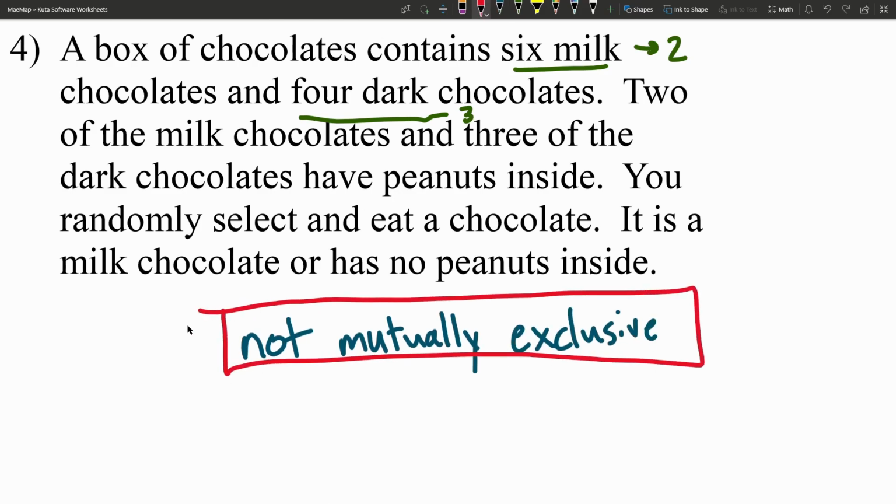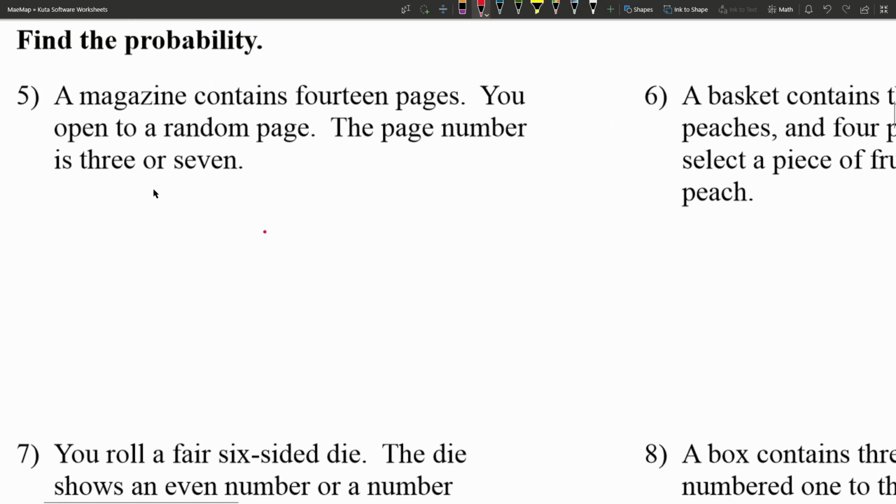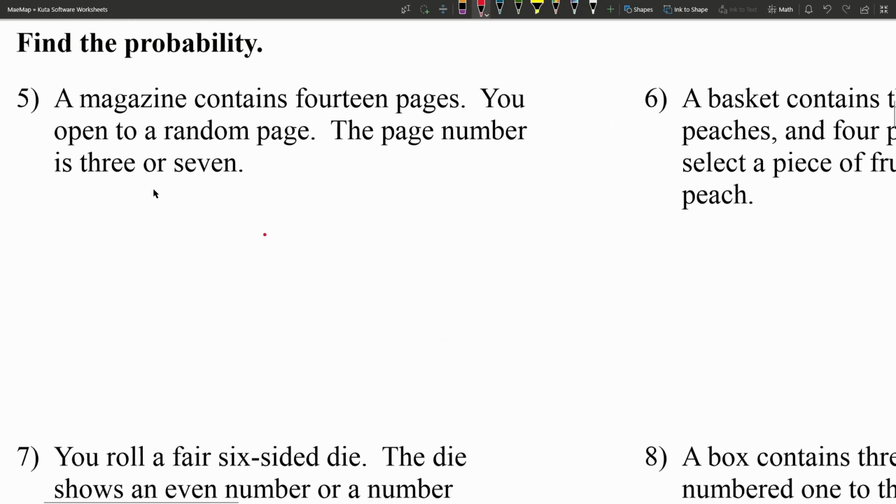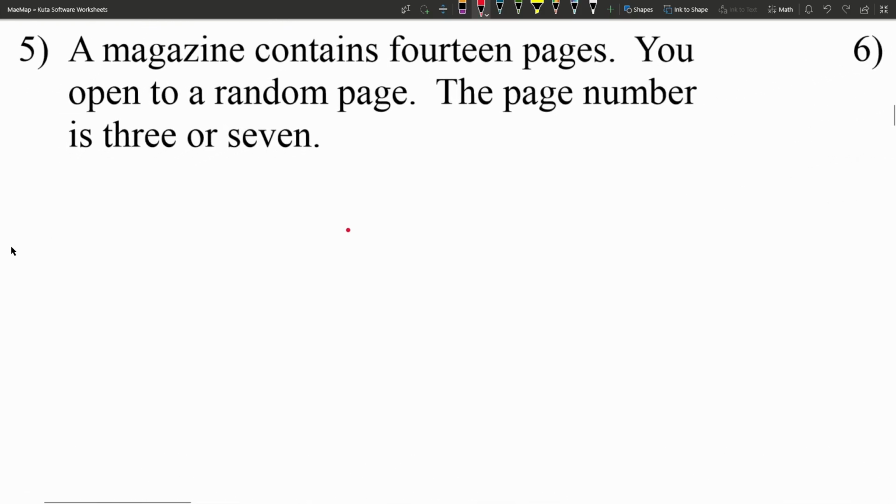Let's move on to the next set of directions where we'll start working with probabilities. So our instructions for this next set state to find the probability. So we're going to look at number 5. It says that a magazine contains 14 pages. You open to a random page, the number is 3 or the number is 7. So first we have to think, are these events mutually exclusive? Yes, they are. It's not possible to open to a 3 and to a 7. So we're going to add those probabilities together.